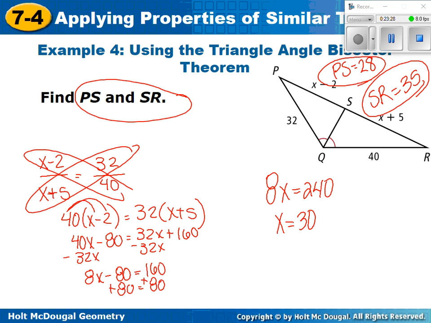Okay, I went pretty quick on 7-4. It is basically just three theorems. We had the triangle proportionality theorem and its converse, the two transversal theorem, and the triangle angle bisector theorem. Any questions on those three theorems before we move on to 7-5? Okay.